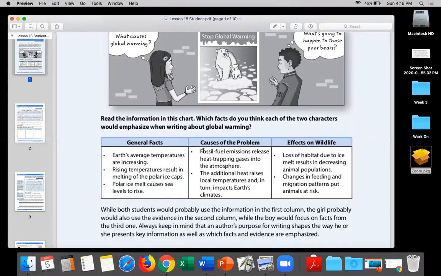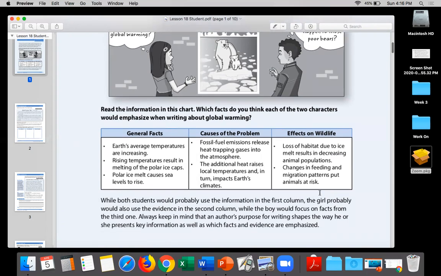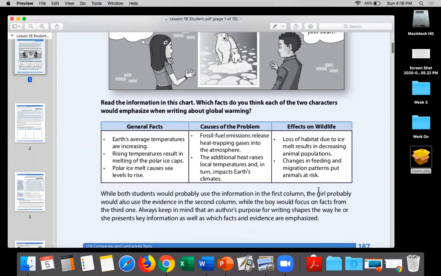Okay, causes of the problem. Fossil fuel emissions release heat-trapping gases into the atmosphere. The additional heat raises local temperatures and, in turn, impacts Earth's climates. And then effects on wildlife, so how global warming affects wildlife. Loss of habitat due to ice melt results in decreasing animal populations, so fewer animals because they can't survive. And then changes in feeding and migration patterns put animals at risk. All right, so they can't migrate and eat the way they normally would because of global warming.